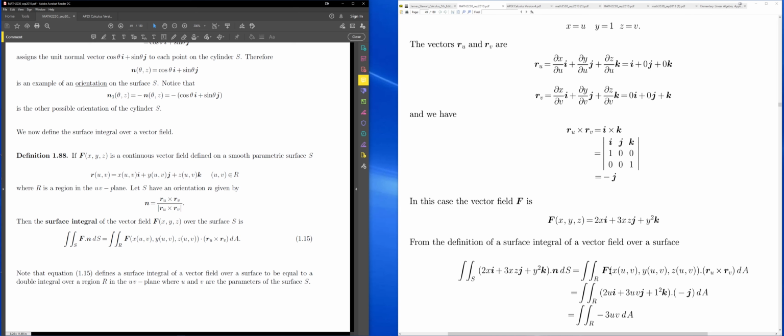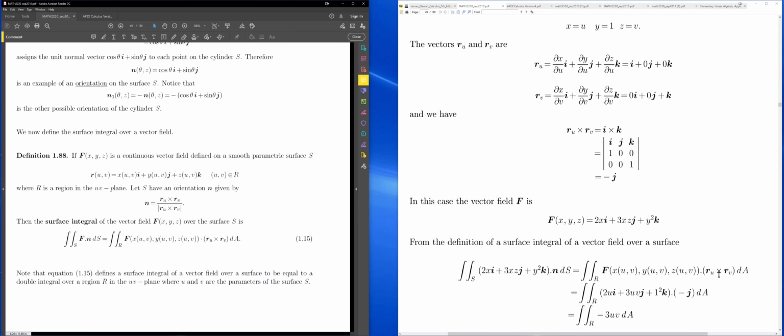What this means is wherever you have the x here, you're going to replace it by x of u,v, which in this case the x is equal to u. So where you see the x, you're going to replace it by u. Where you see the z, you're going to replace it by v, so you're going to get 3uv here. Where you see the y, you're going to replace it by 1, so you're going to get a 1 there. So I get 2u, 3uv, and then y squared, which is 1 squared, which is 1.